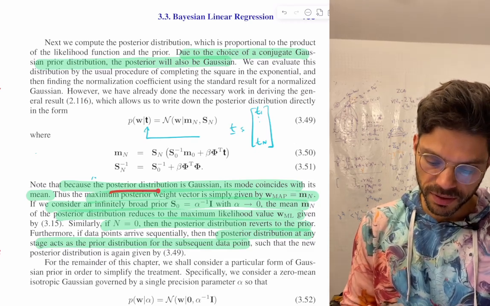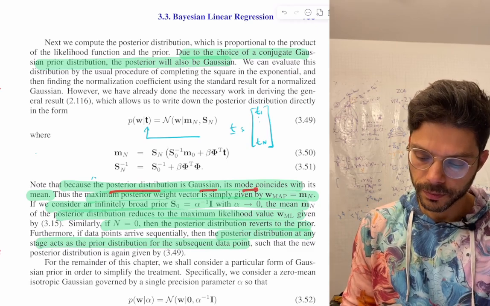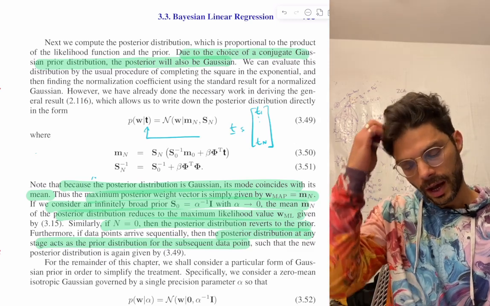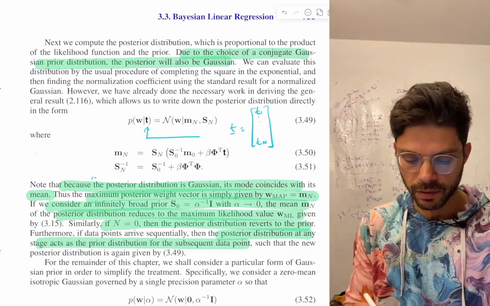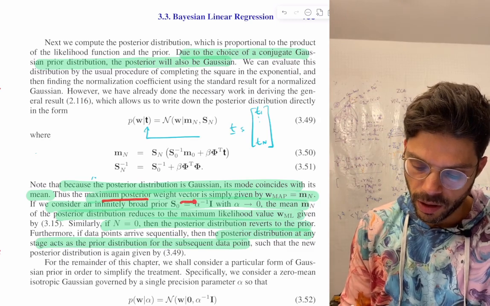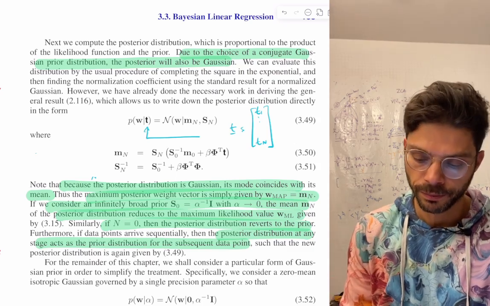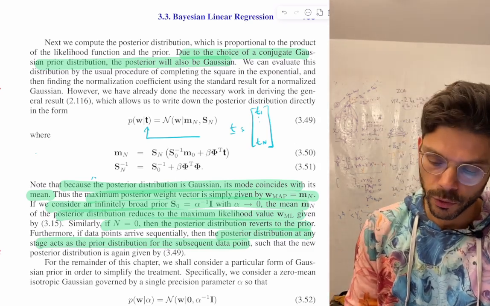Note that because the posterior distribution is Gaussian, its mode coincides with its mean, right? So the highest value, the most likely value, is also the mean value. So the maximum posterior weight vector is simply given by W map. So if we wanted to do a MAP estimate, so we don't want to give any uncertainty information, we would just report the mean.